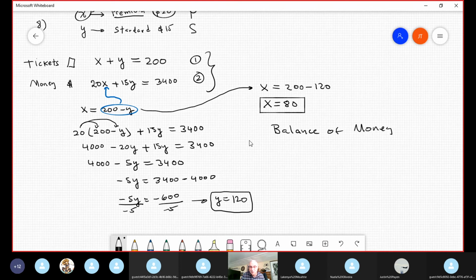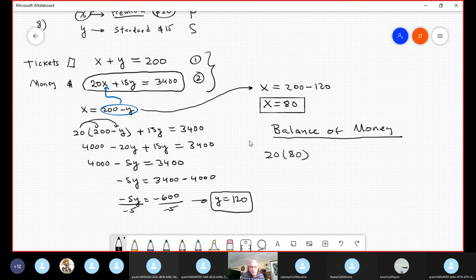And to do the balance of the money, this is confirmation. I finished the problem. The problem is: were sold 80 premium tickets and 120 standard. Verification: I multiply. I take the money equation, which is this equation, and substitute. 20 times 80 is X plus 15 times 120 should be equal to 3,400.